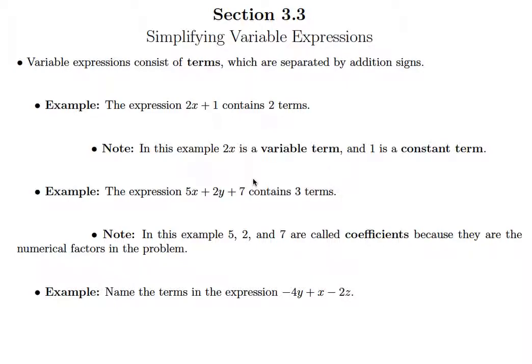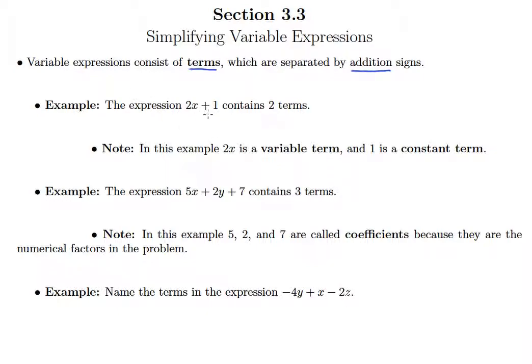So x's, y's, a's, b's, c's. So any letters involved would obviously qualify as a variable. So kind of the first important piece of vocabulary we need to know is that of a term. Okay, so variable expressions consist of terms which are separated by addition signs. All right. So basically, if you're looking at an expression, you see addition signs. That's what divides terms from one another.